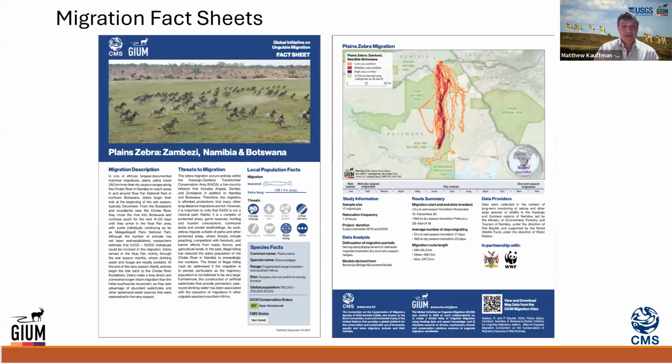A little bit more about the fact sheets. The fact sheets have really been created by the data providers, so the folks that know these animals on the ground and collected the data. So there's a little information about the population, the species, technical information about the data, and the partnerships that were involved.